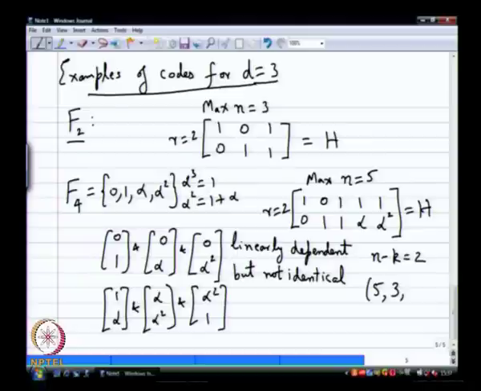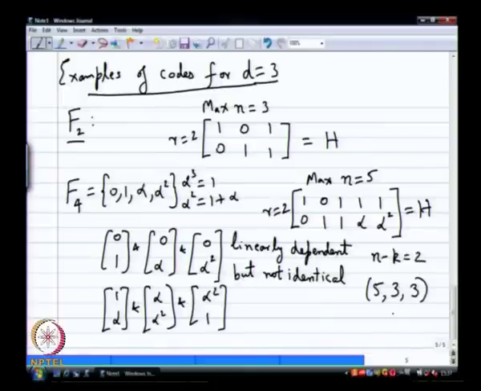Yeah. So the question is, do you have 3 columns which are linearly dependent? Yeah, very much. It's definitely there. The first 3 columns are linearly dependent. Okay, and several others. I think any 3 you take will be linearly dependent. Okay.